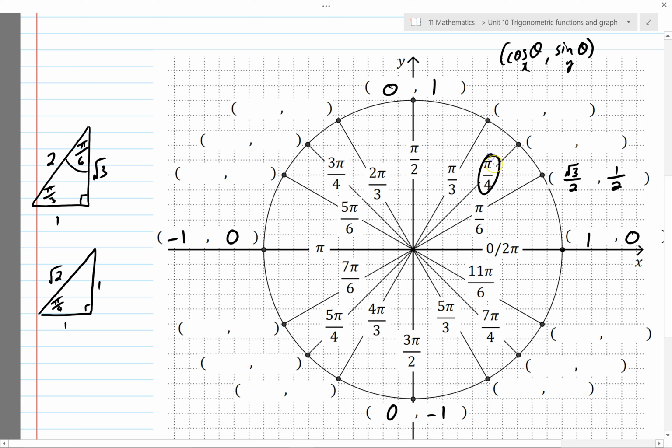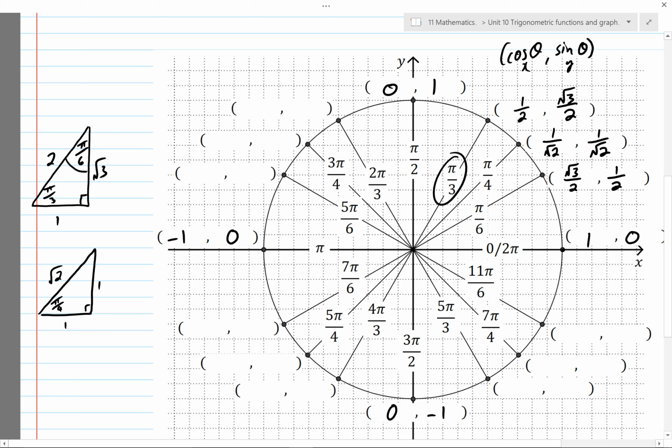Keep going around. My angle's pi on 4. What's cosine of pi on 4? 1 on √2. Okay, if you want, you can write it as root 2 on 2. What's sine of pi on 4? 1 on root 2. And then finally, for pi on 3, what's cosine of pi on 3? That's a half. What's sine of pi on 3? That's root 3 on 2.